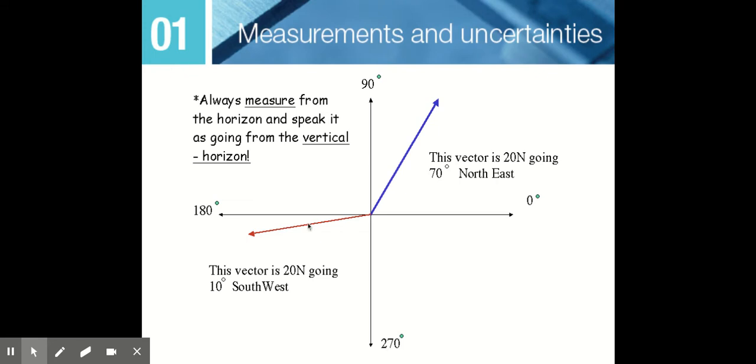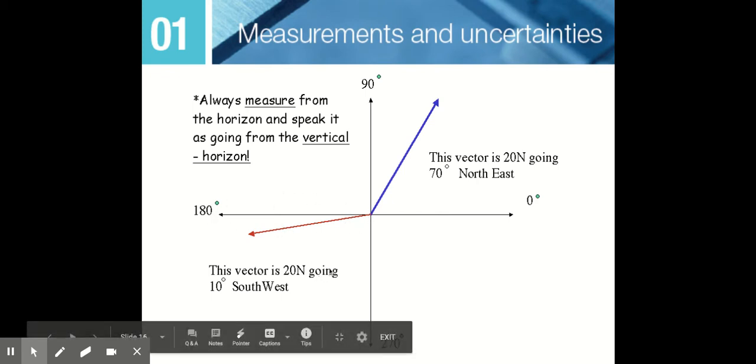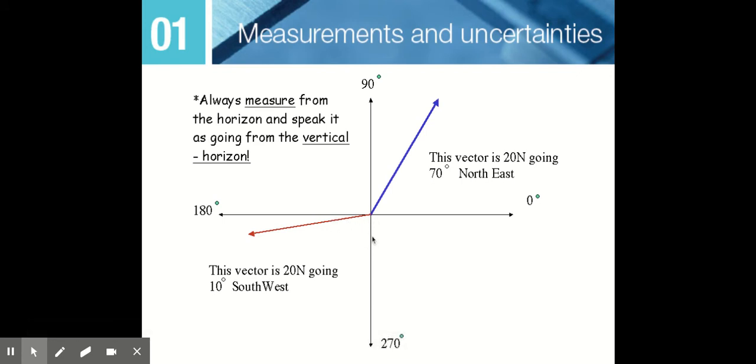Okay, this vector also equals 20 newtons, but we're going to say that it is 10 degrees south of the west line, if you will. You technically could say that it is 80 degrees west of south, but we don't tend to do that. We tend to go to what we call the airline model, which means like airplanes and everything. We talk about horizons. Ever since Newton, we've talked about horizons here. We know what a horizon is.